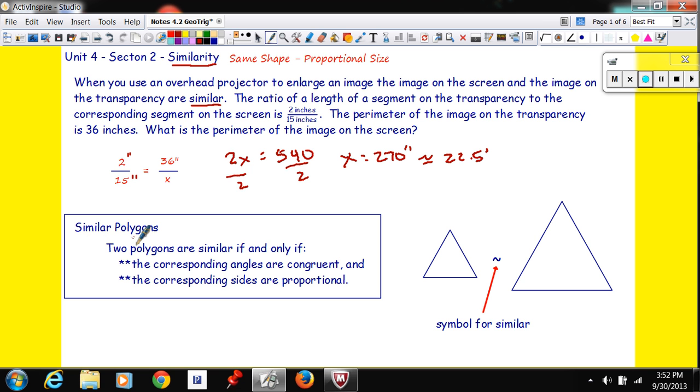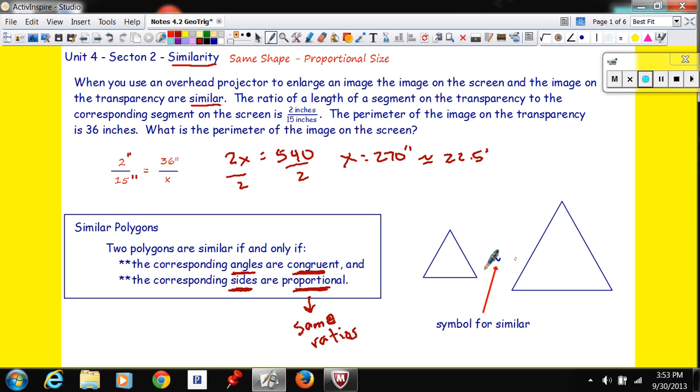So here's what similar polygons are. Polygons are similar if and only if, here's our biconditional statement, if and only if the angles are congruent and the sides are proportional. Angles have to be the same and the sides have to be in the same ratios. So they have to have the same ratios. They have to reduce to the same ratios. This little squiggly line is the symbol for similar.